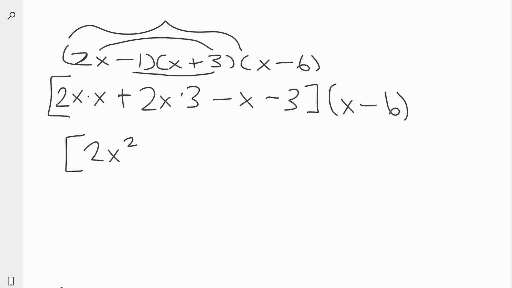2 times 3 is 6, so we have 6x minus x. That's equal to 5x. And we subtract it.